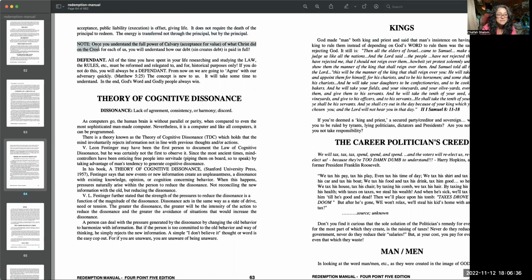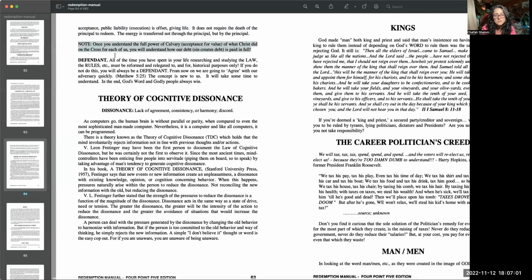Note, once you understand the full power of Calvary, acceptance for value of what Christ did on the cross for each of us, you will understand how our debt, sin creates debt, is paid in full. Yeah, but there's still sin in the world and people still sin. Okay. Is he thinking that there is no such thing as sin? Because there is. Just saying. Gotta throw a spoke in your wheel here.